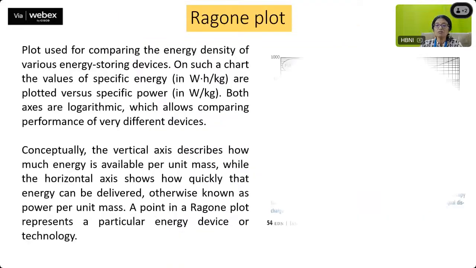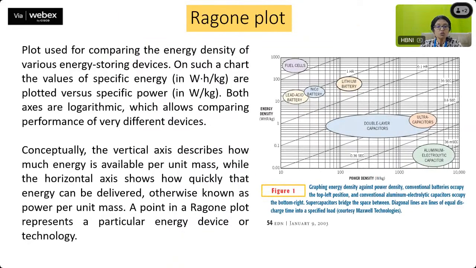So now we have something which is also known as the Ragone plot. This is the plot which is used to compare the energy density of various energy storing devices. On the x-axis you have the power density, which is given in watt per kg, and on the y-axis you have the energy density, which is given in watt hour per kg. Both these axes, please remember, are logarithmic. So you can compare the performance of very different devices.